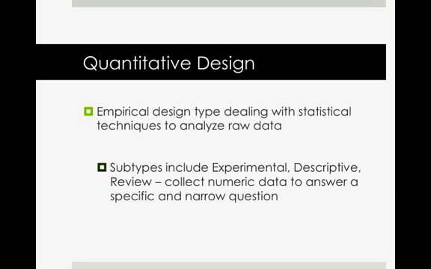Quantitative design is an empirical design type dealing with statistical techniques to analyze raw data. Examples include experimental, that would be randomized clinical control trials, descriptive, which would be surveys, or reviews like a systematic review. Collect numeric data to answer specific and narrow research questions.